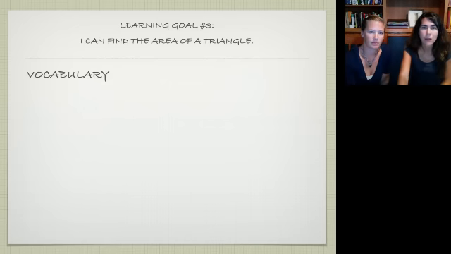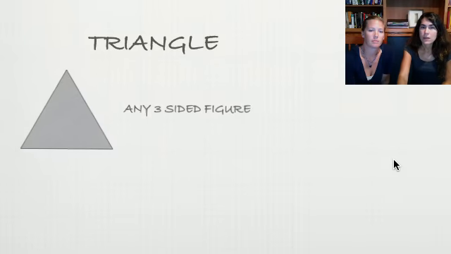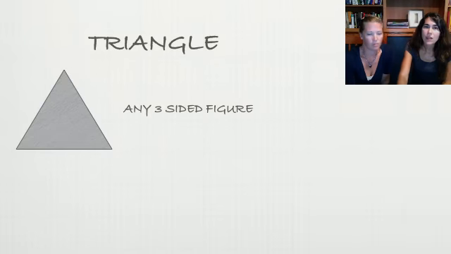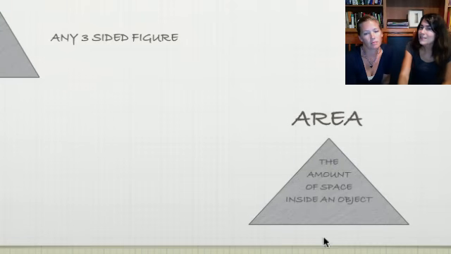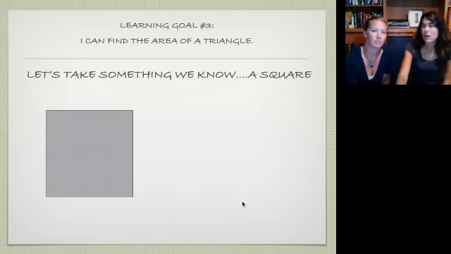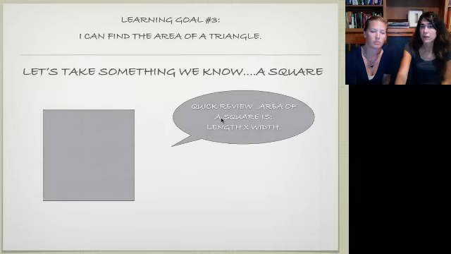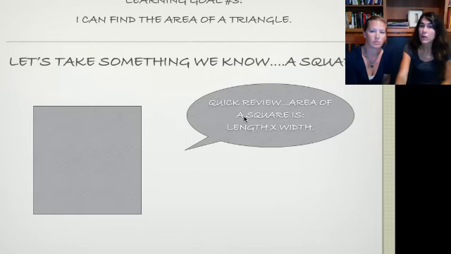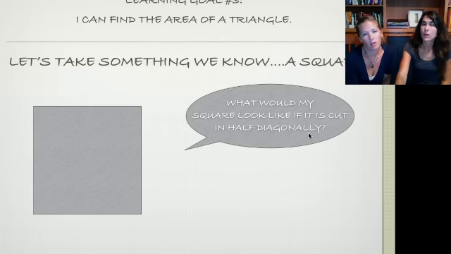You don't have to write this down, but remember a triangle is any three-sided figure. Then area, once again, is the amount of space inside an object, hence our definition inside our triangle. So let's take something that we know about. We have our square here, and we talked about in our last learning goal that an area of a square is length times width.